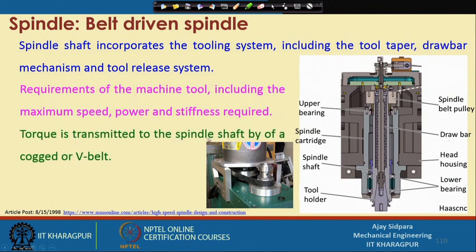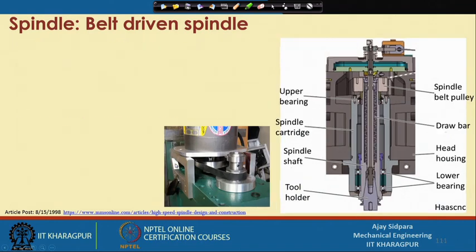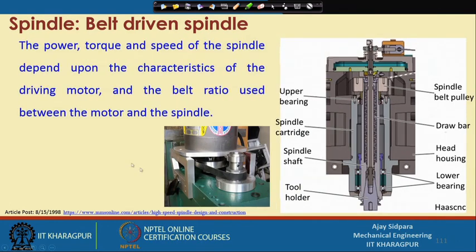Torque is transmitted to the spindle shaft via a cogged or V belt, because we have to use some belt here, and that should not slip. Otherwise, if there is slipping, you will not be able to transmit the exact rotation from the motor to the tool spindle, right. Power, torque and speed of the spindle depend upon the characteristics of the driving motor. Then there is the belt ratio between the motor and the spindle. Now, you can see at this location that this pulley is big and this pulley is small, correct.